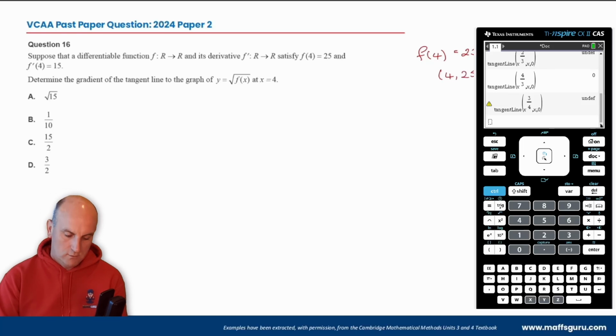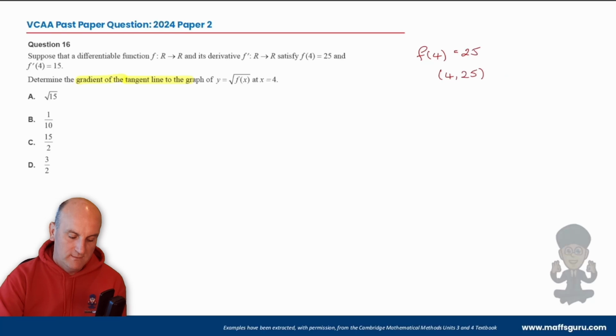Determine the gradient, or what about this one? f dash of 4 equals 15. That means the gradient at x equals 4 is 15. It's a positive gradient. Determine the gradient of the tangent line, not the equation, the gradient of the tangent line of y equals that. Now, a lot of this comes down to a little bit of a trick, which I've seen over and over and over again.